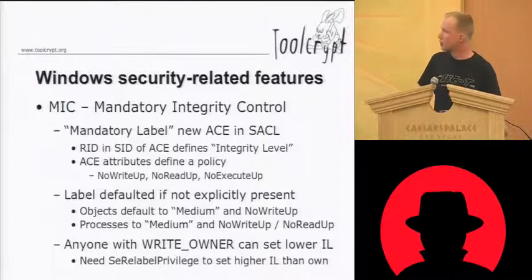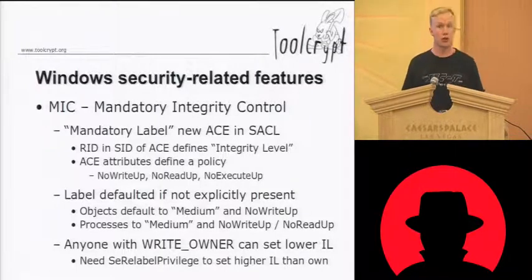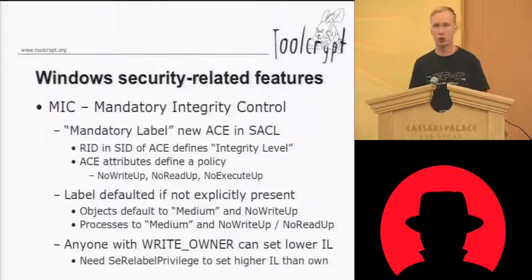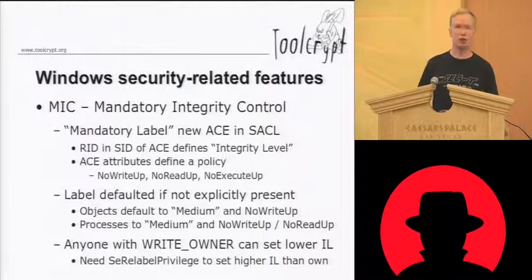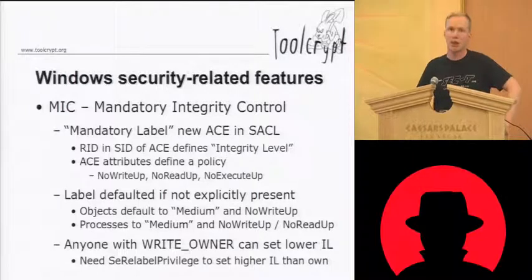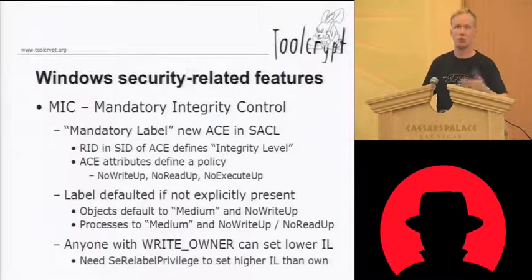And it's implemented in such a way that there's a new access control entry in the system access control list, which is called a mandatory label access control entry. And the SID in the mandatory label access control entry doesn't identify a user or a group. It actually identifies what's called an integrity level. And this integrity level is basically a number from 0 to whatever. And there are a number of different default assigned numbers with names such as low, medium, medium plus, high, system, and so on.